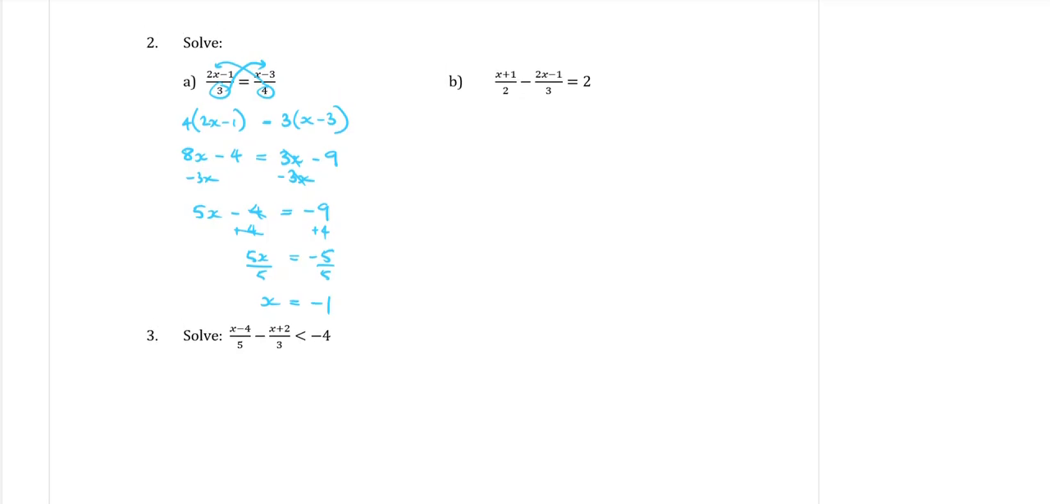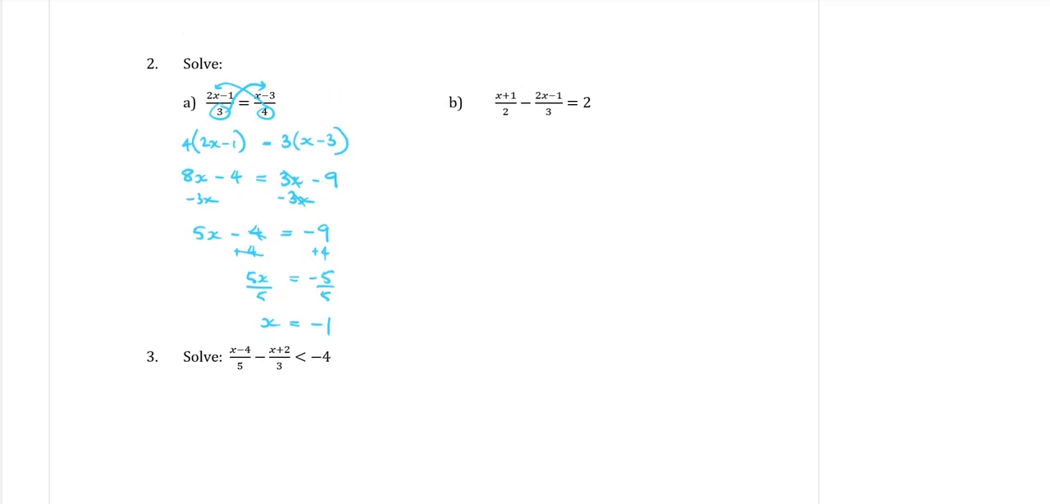Okay, let's try another one, B. Now, in A, I had one fraction on either side, so I could cross multiply. But in B, while I still have two fractions, both of those fractions are on the same side, and then I have this annoying 2 that's over on the other side of the equation. So you cannot cross multiply if your equation is in this form.